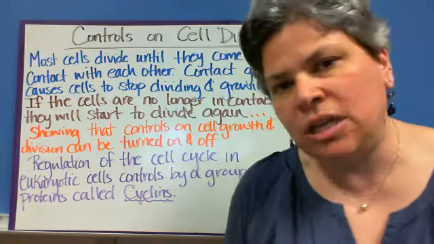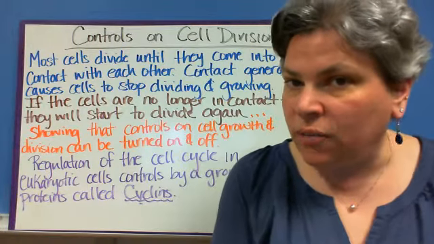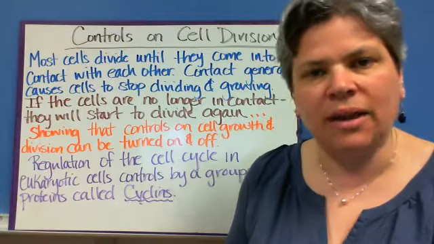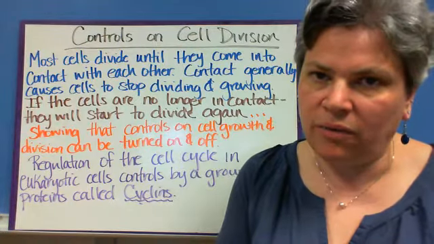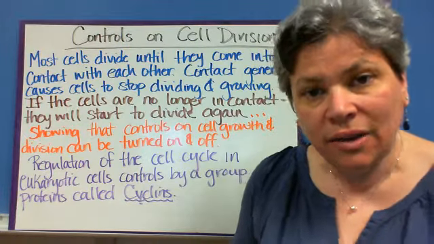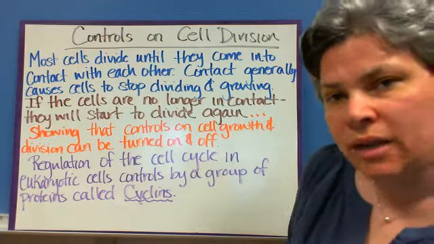The same way with gene expression, we can turn on when a gene is going to be expressed, or we can turn off when a gene is going to be expressed. We can turn on when a cell is going to divide, and we can turn off when a cell is going to divide. And you can see where having the ability to turn those things on and off is a good thing. Regulation of the cell cycle in a eukaryotic cell.